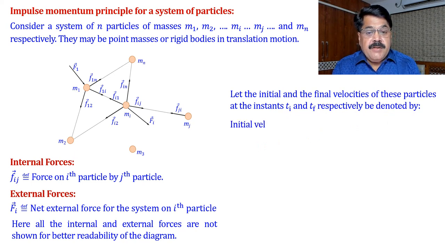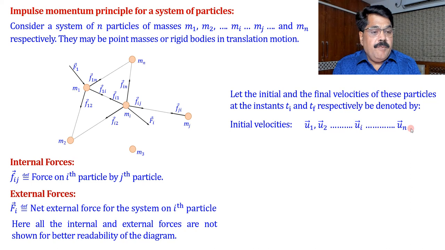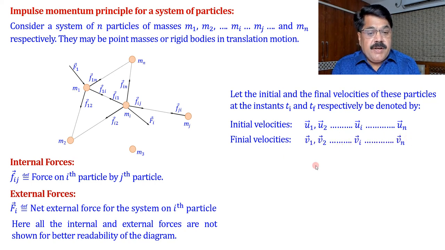So initial velocities u1 vector, u2 vector, ui vector, and un vector. So u1 vector is initial velocity of m1. Similarly, what is ui vector? Initial velocity of mi. And similarly, what is un vector? Initial velocity of mn, this particle. Similarly, final velocities will be v1 vector, v2 vector, vi vector, and vn vector. Now no need to explain them.